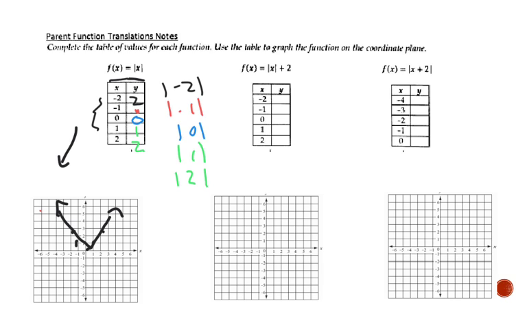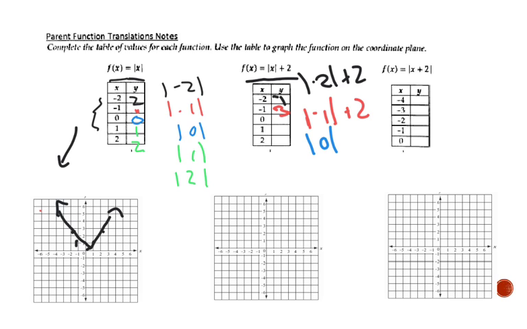So now we're going to go over and look at this next one, which is the absolute value of x plus 2. We're going to plug in these. So we're going to have the absolute value of -2 plus 2. So the absolute value of -2 is 2, and 2 plus 2 will give us 4. The next one is the absolute value of -1 plus 2. So absolute value of -1 is 1. 1 plus 2 will give us 3.